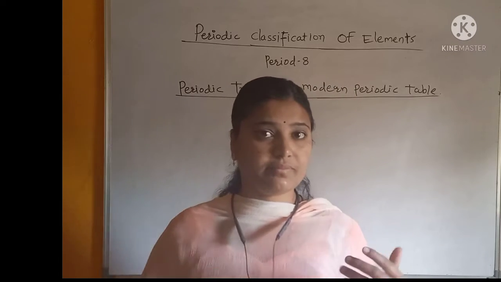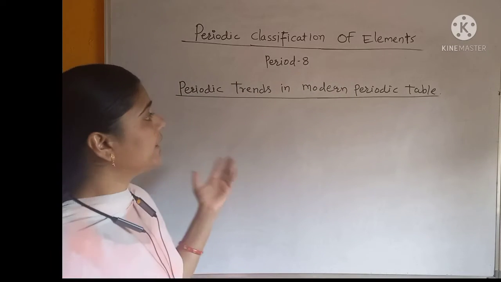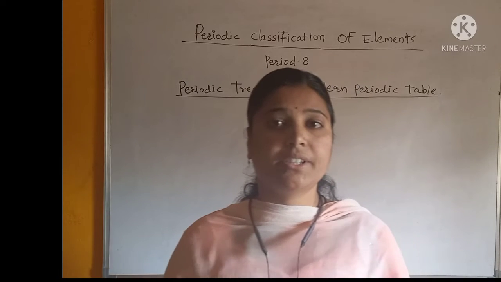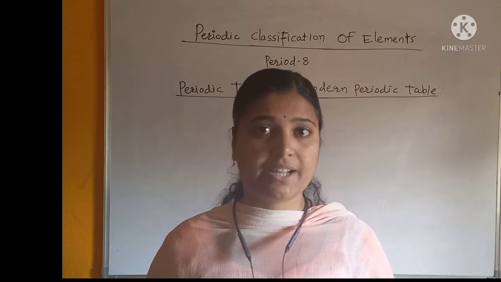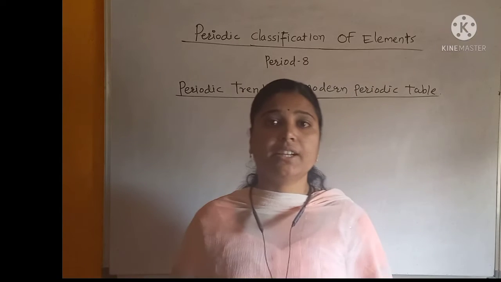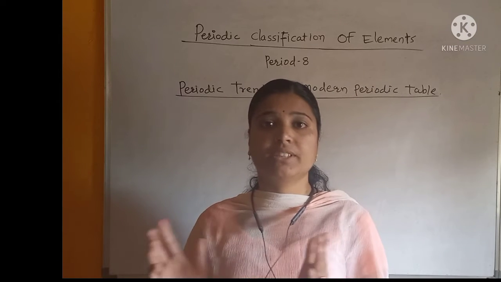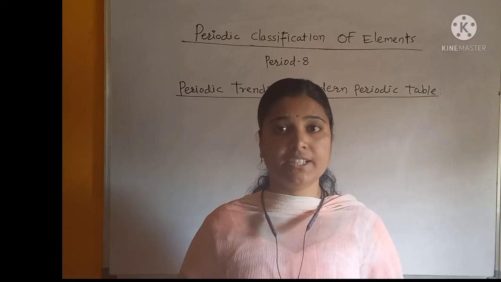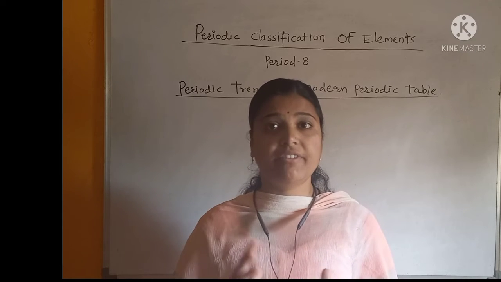So today our topic is periodic trends in the modern periodic table. Periodic trends means when we look at the different properties of elements, like the electronic configuration, which is also one property of an element, along the periods and groups, a certain regularity is observed in their variations.